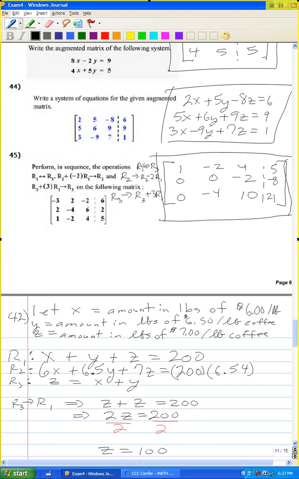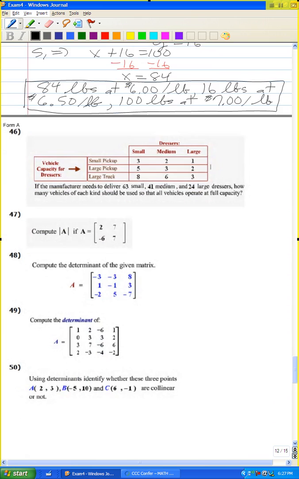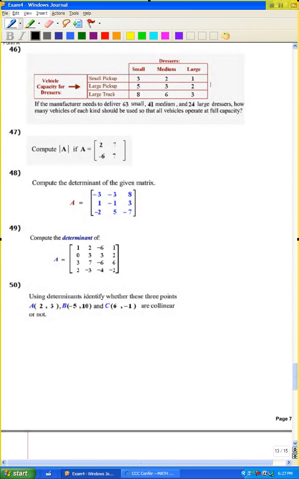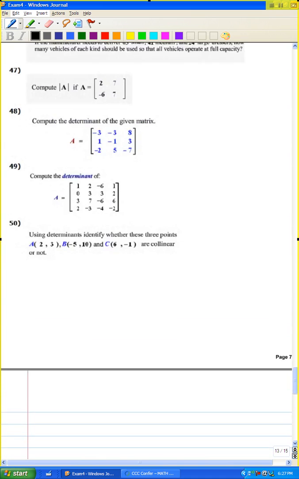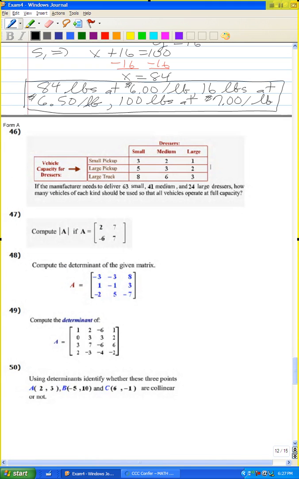Okay. 46. I guess I'll see below. Good, I have some room there because I accidentally put that one down there. Okay, so let me do problem 46.